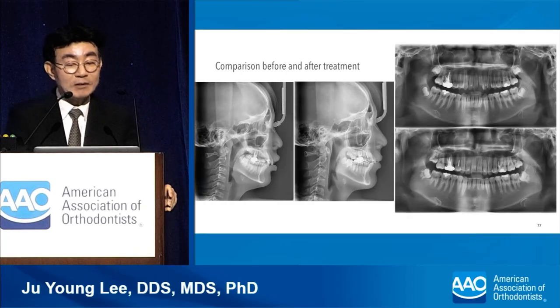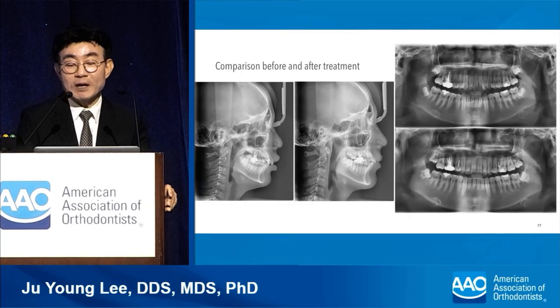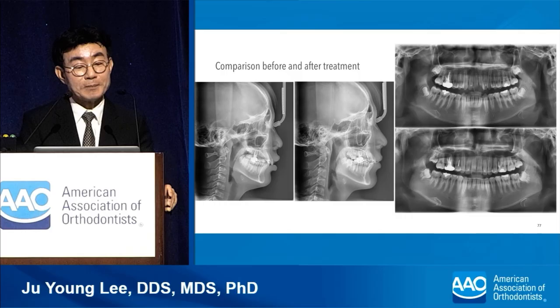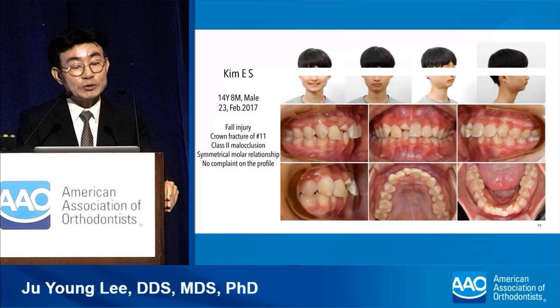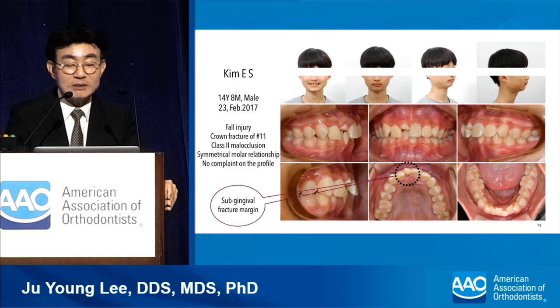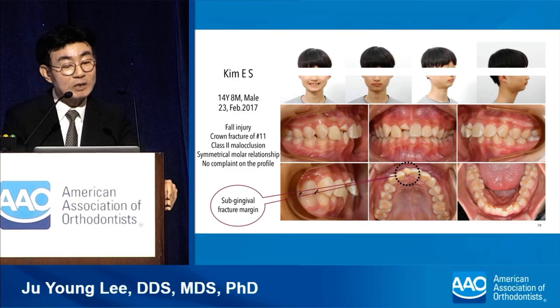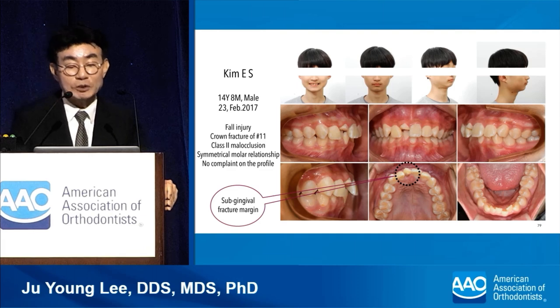Proper anterior interdental relationship and a good lip profile were shown, and root parallelism was well maintained. TAD-supported pushing force can be used not only for treatment to improve asymmetric occlusion symmetrically, but also when an asymmetric occlusion needs to be formed intentionally. This male student had a central incisor crown fracture, and he was referred to me because prosthetic fabrication was difficult due to the subgingival fracture margin.